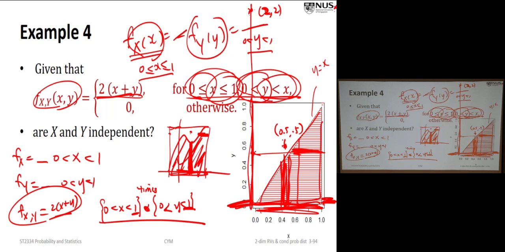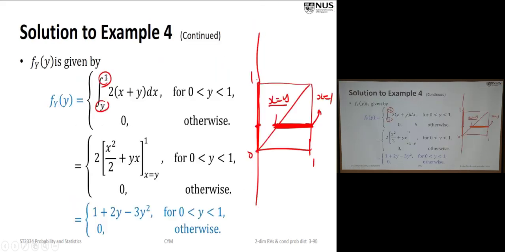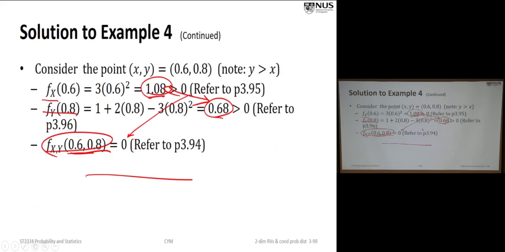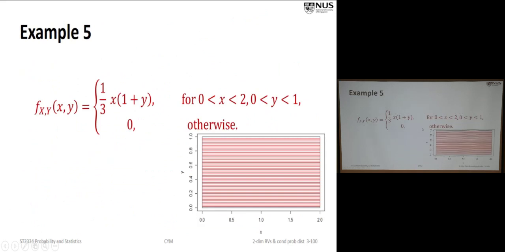So this product space is very important to find. If you don't have a product space, then it's not independent. But if it is a product space, we may still have the case that x and y are not independent. So here is example 5. All right? Example 5, I give you the joint PDF. Okay, I think it's example 6.